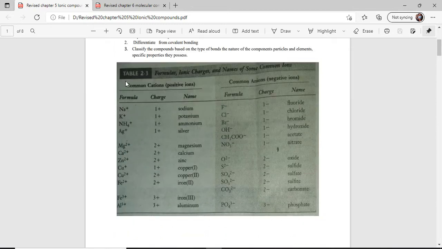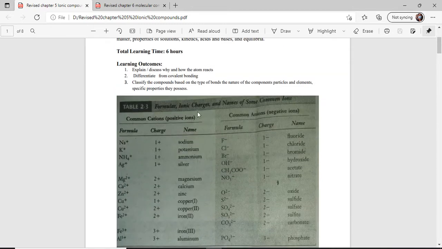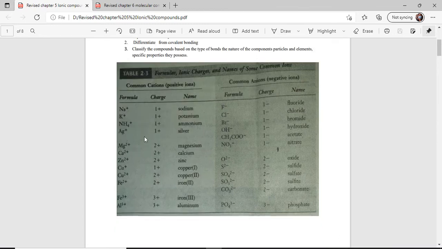You have here a table of your formulas of your ionic charges and also names of your common ions. Na-discuss na na if you have your sodium which has a plus sign, it is a positively charged ion. You have here a 1 plus charge and the name, and so on and so forth.